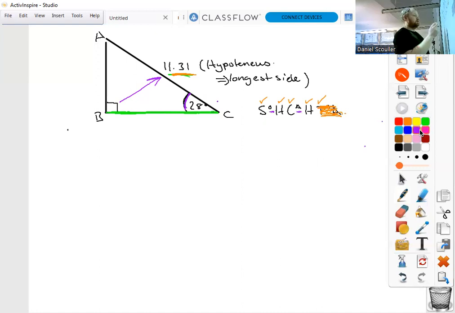Now, opposite, pretty obvious. The opposite side to that angle would be AB. What's sometimes a wee bit trickier is the adjacent side. Adjacent just means beside. Adjacent is the side that touches the angle that you're using that isn't the hypotenuse. So that's our side AC.